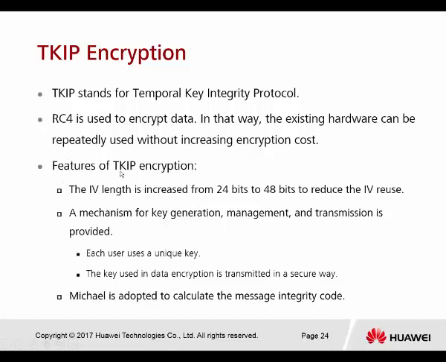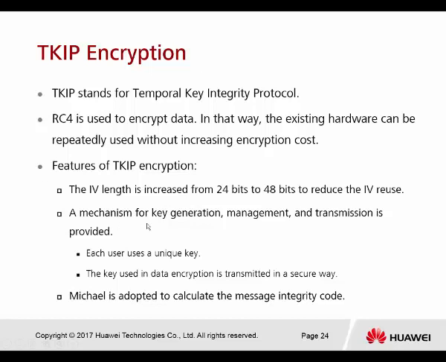Feature of TKIP encryption: the IV length is increased. The previous WEP encryption only used 24 bits. For TKIP, they increase the length from 24 to 48. So now even if a hacker wants to decrypt your IV, they need to take a much longer time compared to the previous one.